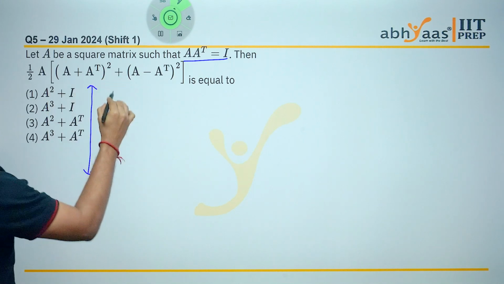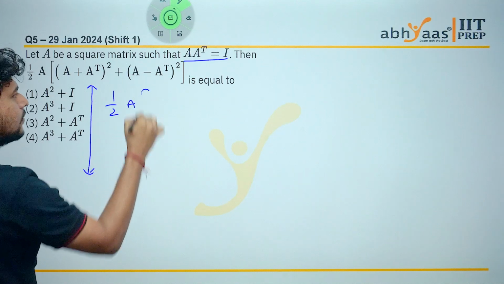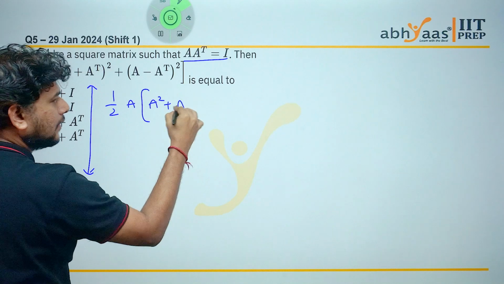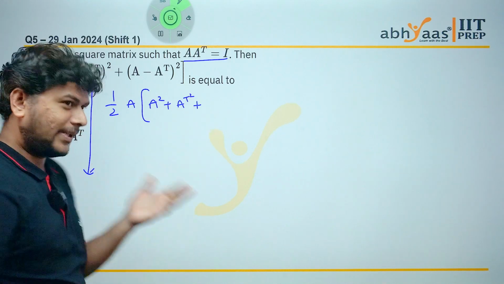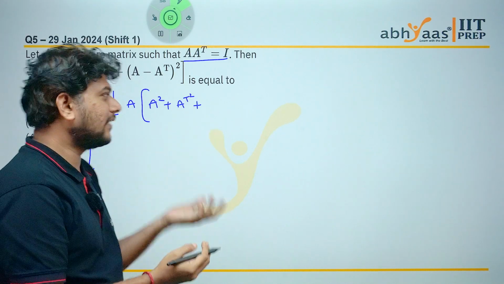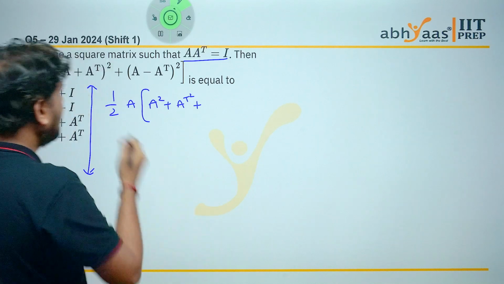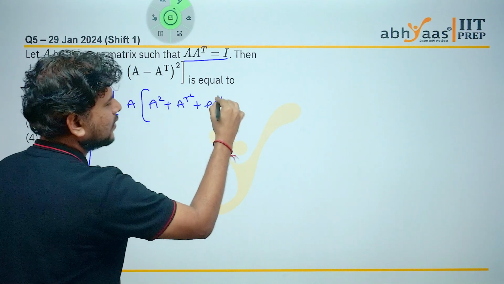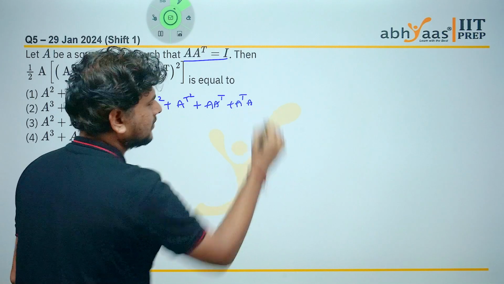You have to expand this. Half A into (A plus B) whole square is how much? A square plus B square plus 2AB. When the values are given, we write 2AB. Here it is A into A transpose plus A transpose into A.